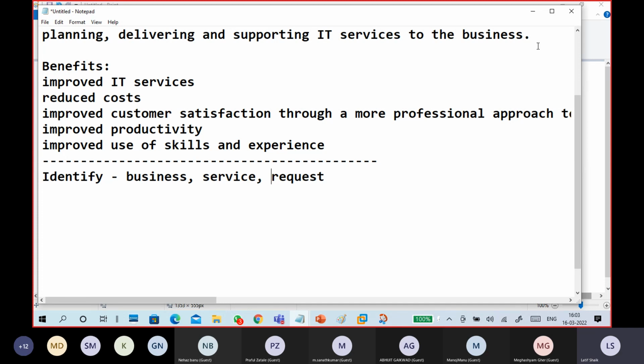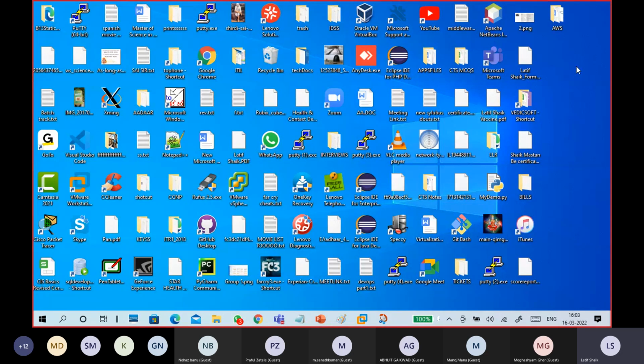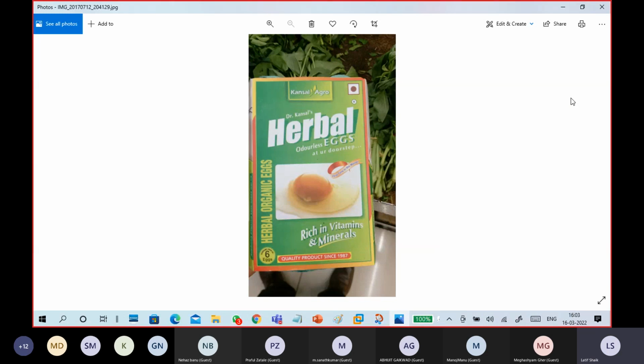For example, for every ITIL class, I will show you one important thing which I always keep on my desktop. It is very important. And where is it? Yeah, here it is. It's always on this side only. It never goes on a hidden side. So this is the business. Can you see the picture? Yes, sir.